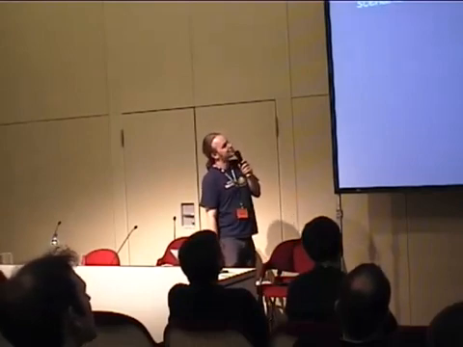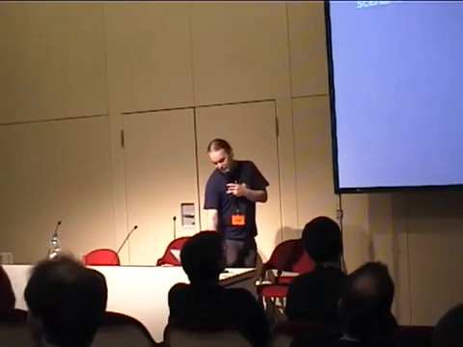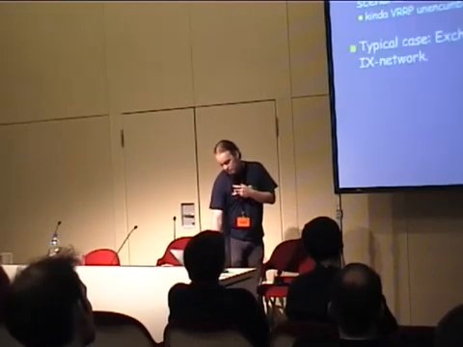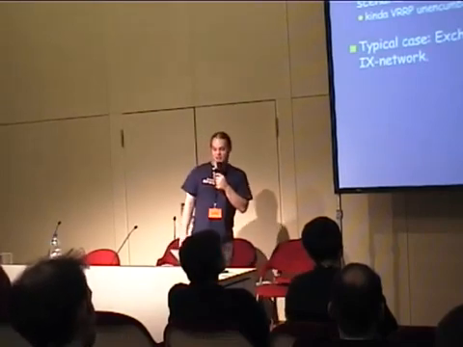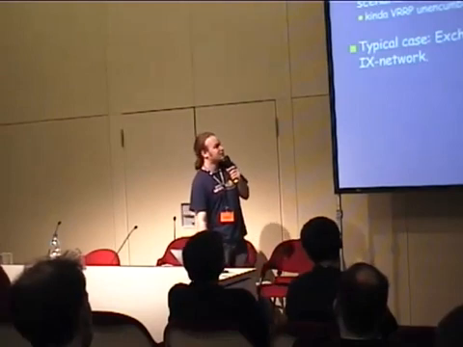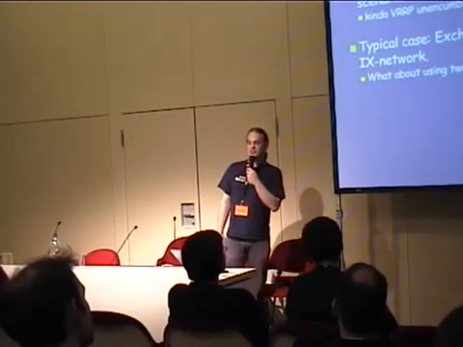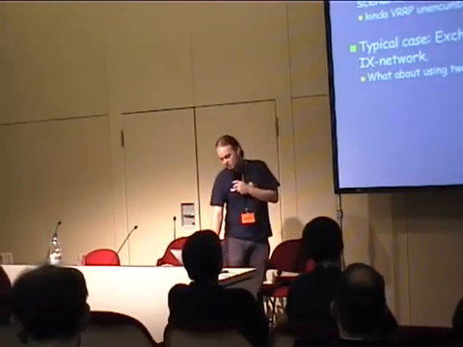CARP, the Common Address Redundancy Protocol. It's a protocol where two hosts can share an IP address in a master-slave scenario. When the master fails, the slave takes over. It's kind of like VRRP, but without the patent problems, and it's better, it's faster, and it's address family independent. Typical case, exchange points. You get exactly one IP in the exchange point network. What about using two machines instead of one, and using CARP to fail this one IP address over between those?